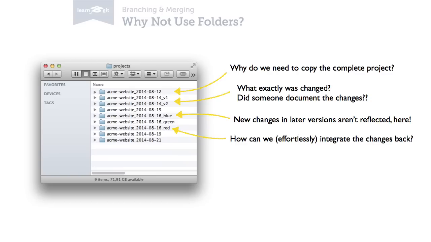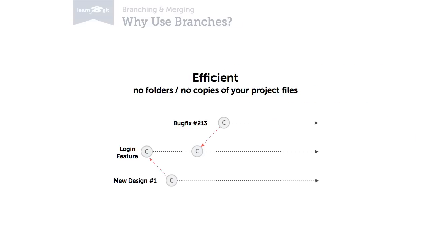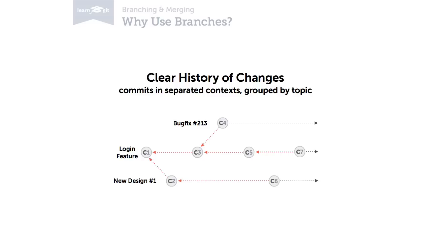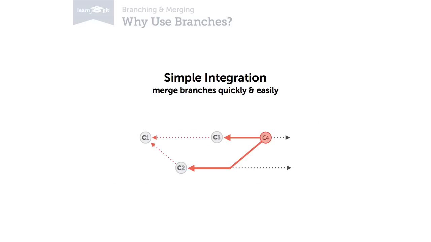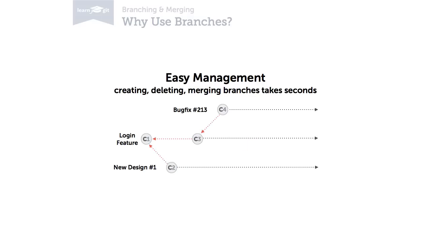Branches make all of this very easy. They're very efficient because they don't need to create copies of your project files. Also, you can easily see what was changed exactly, because all changes are there as a history of commits. And you can integrate changes from one branch into any other very quickly, using the merge feature. Last but not least, they're very easy to manage. Creating and deleting a branch is a matter of seconds.